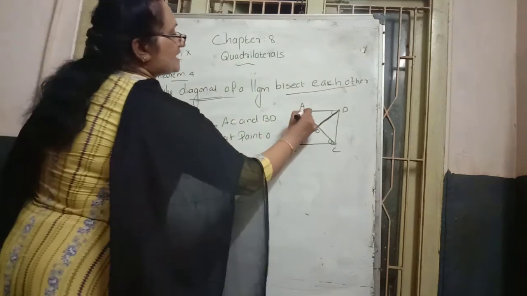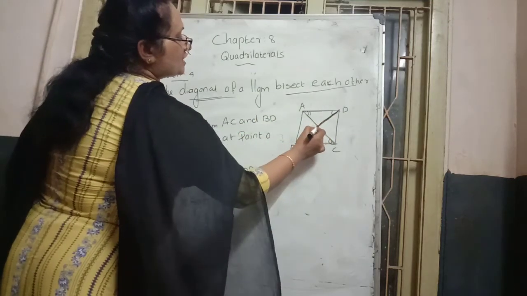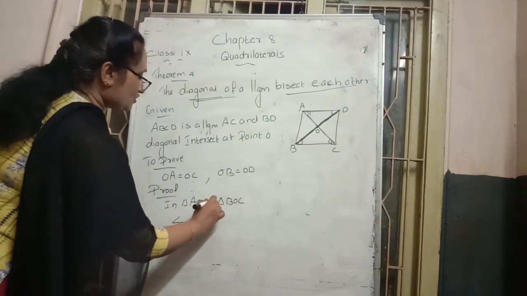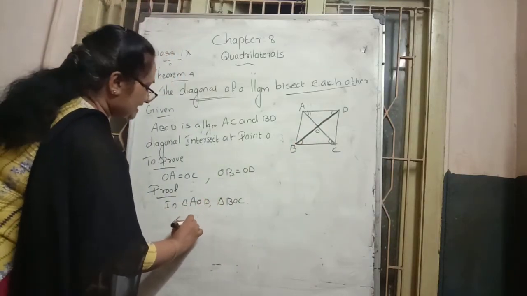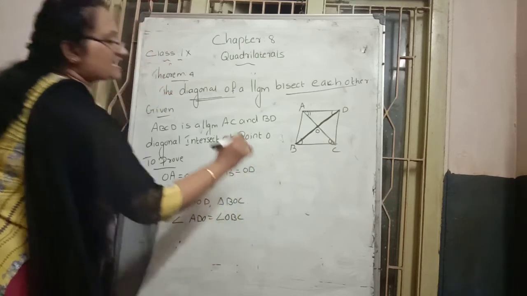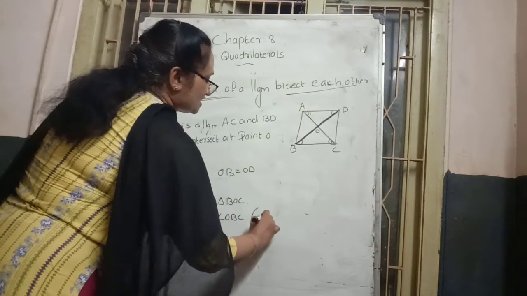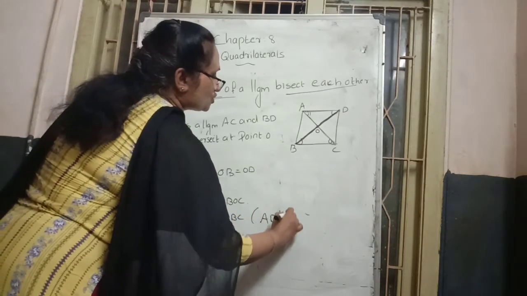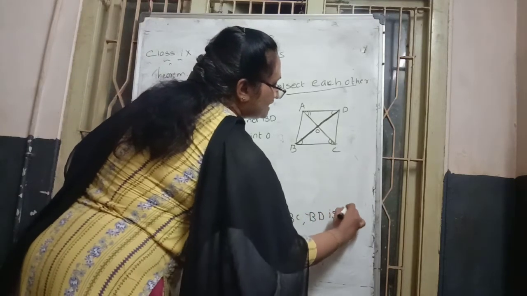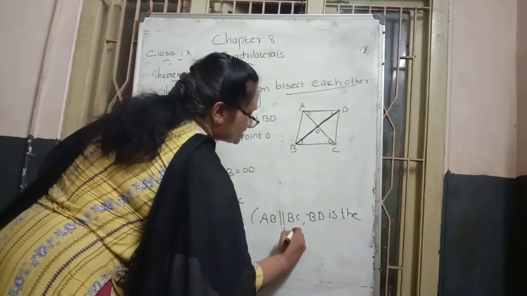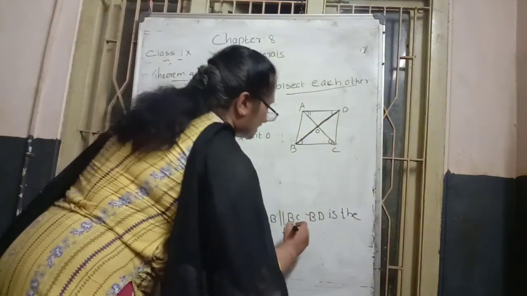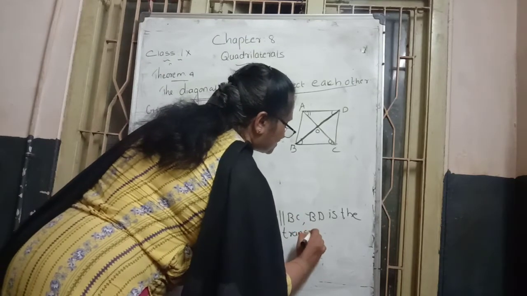With respect to diagonal BD, how can we write the angle? Angle ADO is equal to angle OBC. So in these two triangles, angle ADO is equal to angle OBC. Why are they equal? Because AD is parallel to BC and BD is the transversal. BD becomes the transversal. Then they make alternate interior angles.